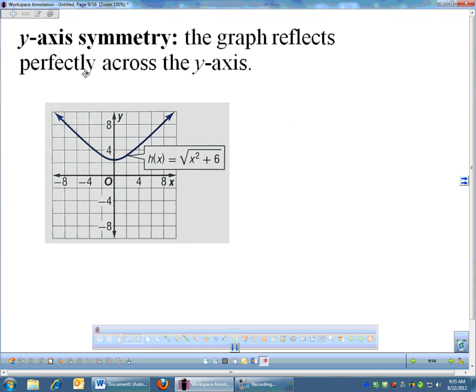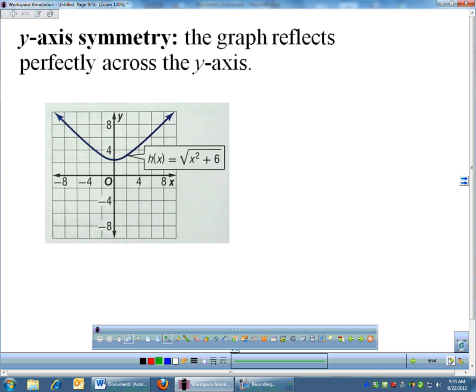So let's see. Y-axis symmetry simply means the graph reflects across the y-axis, and here's an example of it. If you look to the right of the y-axis and the left of the y-axis, it's the same thing. It's almost like we could fold it over the y-axis. So this is what y-axis symmetry looks like. And if you have a graph, it's really easy to tell that.